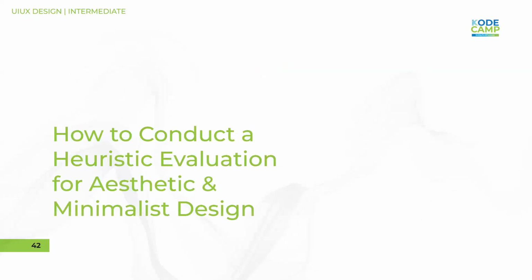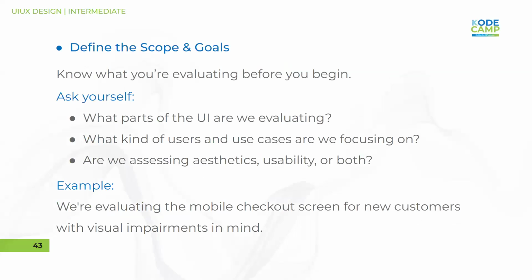So let's look at how to conduct a heuristic evaluation for this particular stage, aesthetic and minimalist design. The first thing you should always do is define the scope and the goals. Ask yourself, what part of the UI are we evaluating? What kind of users and use cases are we focusing on? And are we assessing aesthetics, usability, or are we doing both?